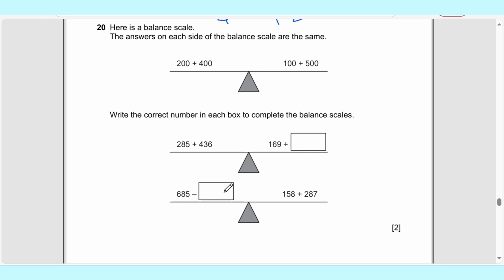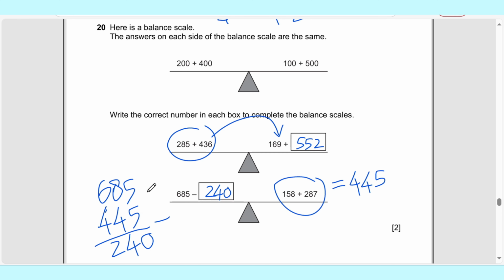Let's check it out. So the answer is 552 and 240. How do you get that answer? It's just simple. We have to add this up, minus 169. This one is the same. We add this up, and then the answer is subtracted from 685, so we get 240.